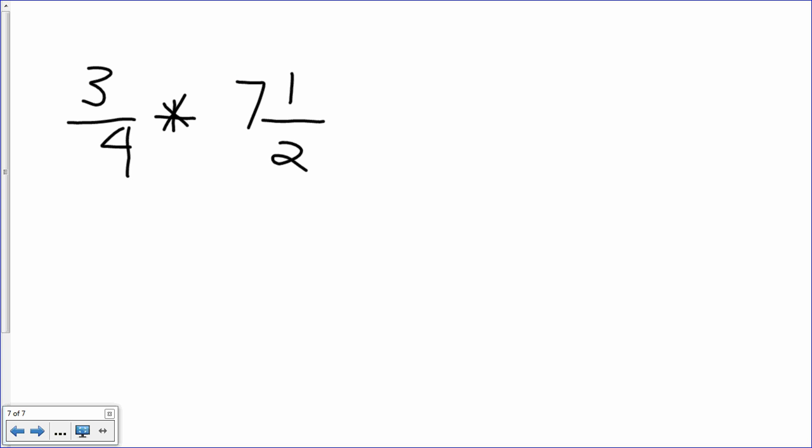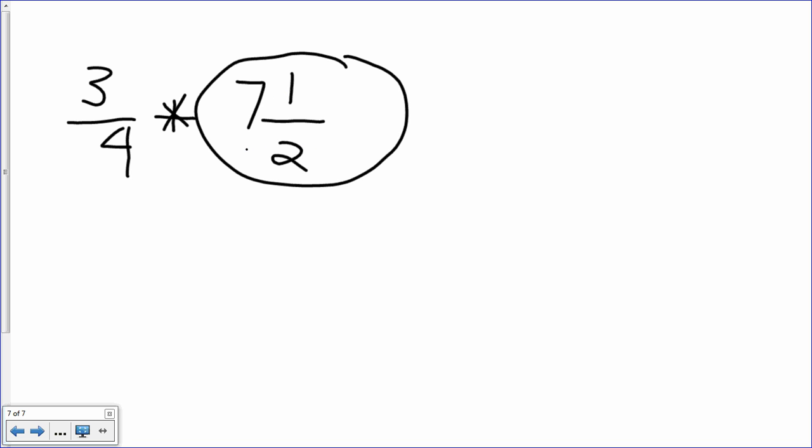So let's say we have 3 divided by 4, and I want to multiply that by 7 and a half. This time, I don't have to worry about having any common denominators because we're multiplying, so we can multiply the top and the top and the bottom and the bottom. But on this mixed number, I don't have a numerator per se and a denominator per se. So I'm going to change it so I strictly have a numerator and a denominator without the whole number.